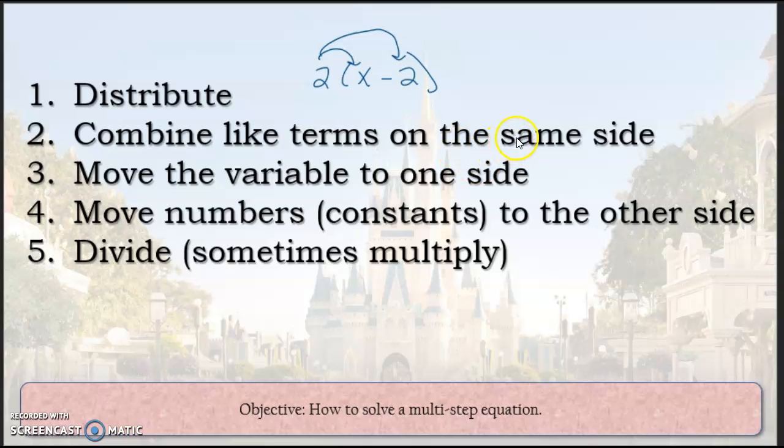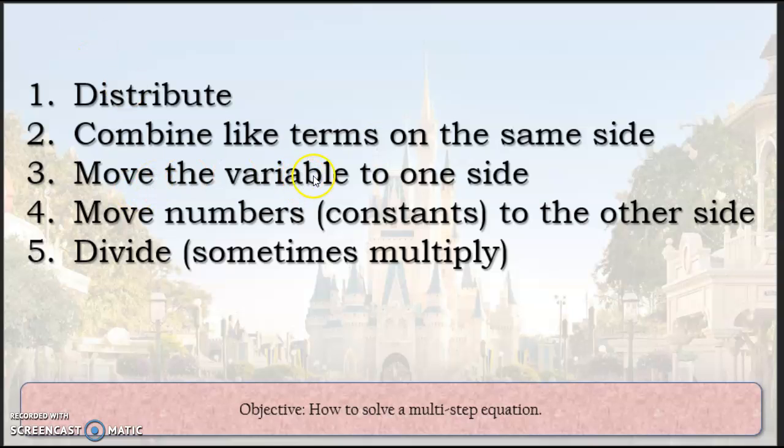Combining like terms on the same side. So what that means is if we have a y plus a y equals an x plus an x, on the same side, right here. So these two y's are like terms, so that turns into 2y, and this turns into 2x because they're like terms. Just remember they have to be like terms. So if they're not, we cannot combine them, and combine means to add.